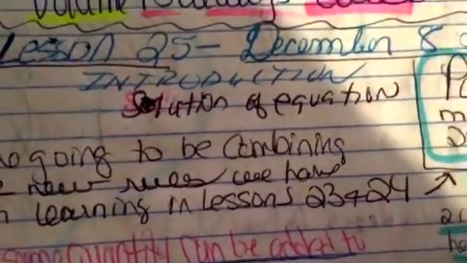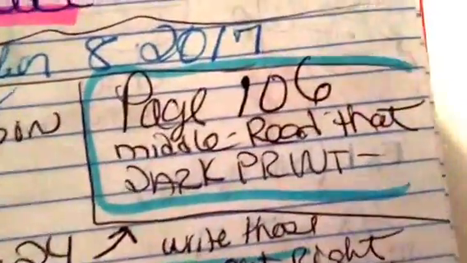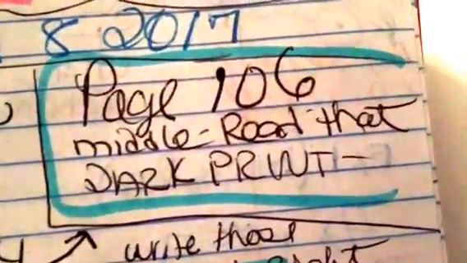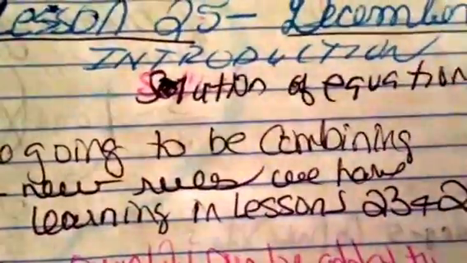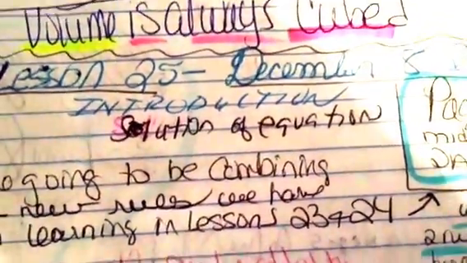The introduction of lesson 25 on page 106, in the middle. I want you to read that dark print. Read it out loud, okay? We're going to be talking about solutions of equations, and we're going to be combining the 2 new rules that we've learned in lessons 23 and 24. We're going to be combining those 2 rules.